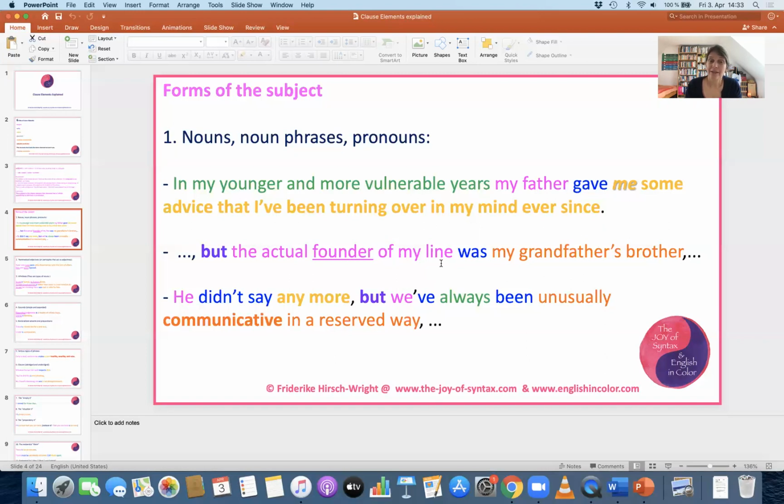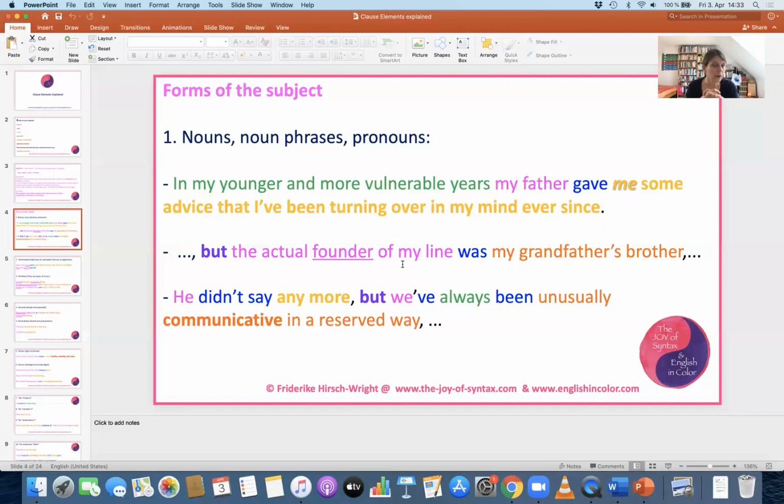Okay, so we have a noun phrase. It's a bit more complex than my father, but we see this noun phrase also serves as the subject in this particular main clause. And this particular main clause is part of a larger sentence that we're not looking at right now.